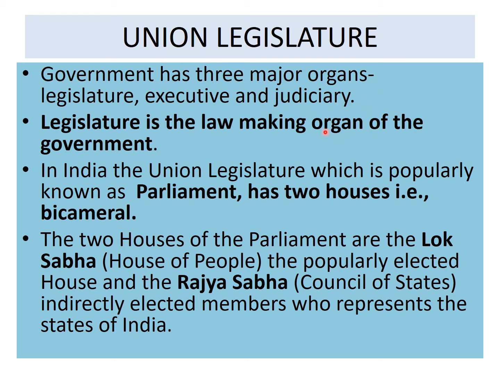So in India, the union legislature, that is parliament, has two houses, meaning it is bicameral. The popular house is generally the one whose members are directly elected, that is the Lok Sabha, also known as the House of the People, and the Rajya Sabha, that is the Council of States, since the Rajya Sabha has members who represent the states of India, and they are indirectly elected.